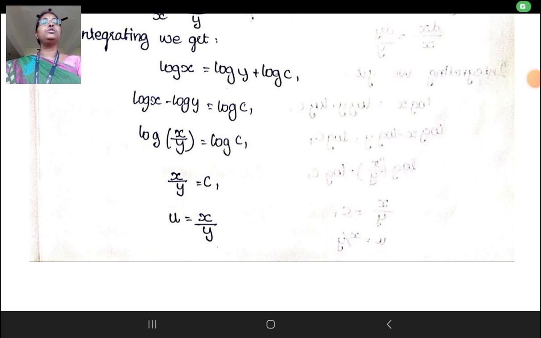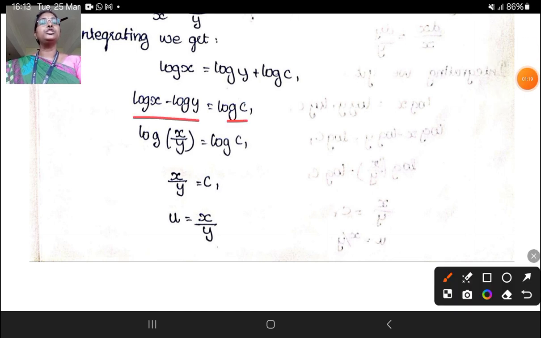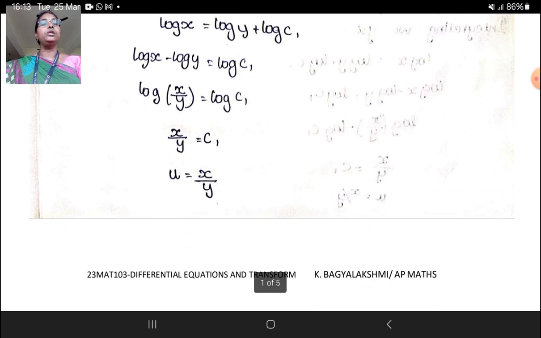and log x equal to log y plus log c1. So based on that, one constant will exist, which we name log c1. Taking the functions on the left hand side and the constant on the right side, using the log property we can write log of x by y. Cancelling the log terms, x by y equal to c1. Instead of this c1, we can name it as u. So we got the first solution u equal to x by y.